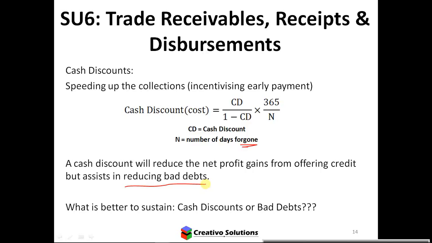Okay, so what is better to sustain? A discount or bad debt? There's no right or wrong answer here. Companies need to look at maybe a scenario analysis in order to then determine which is better, giving a discount versus accepting some bad debts.